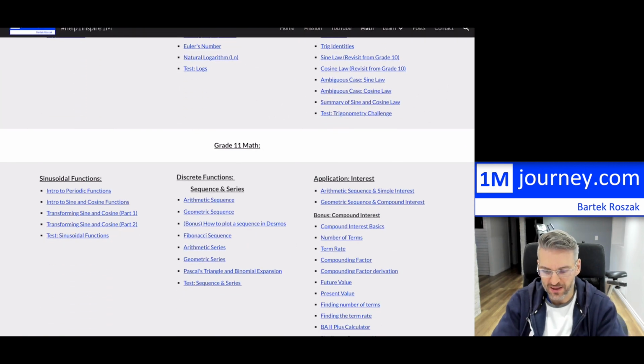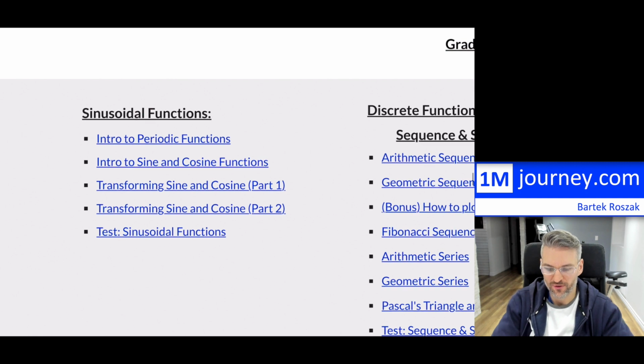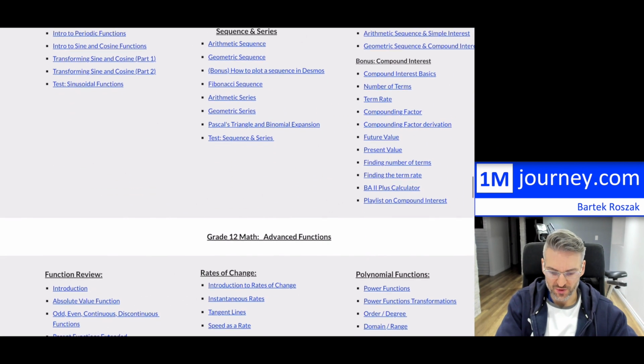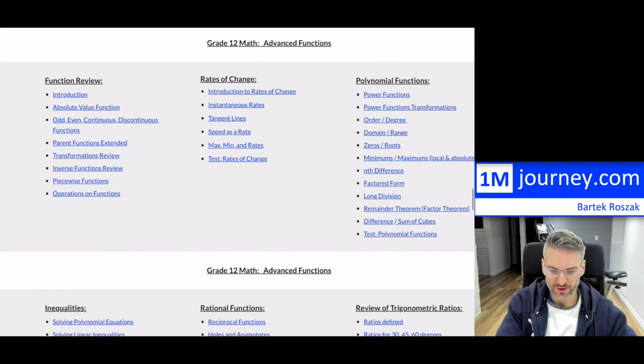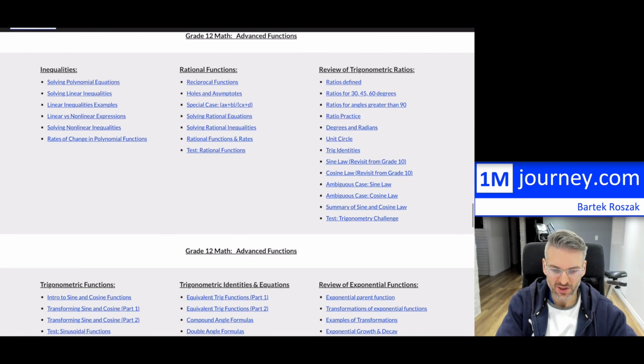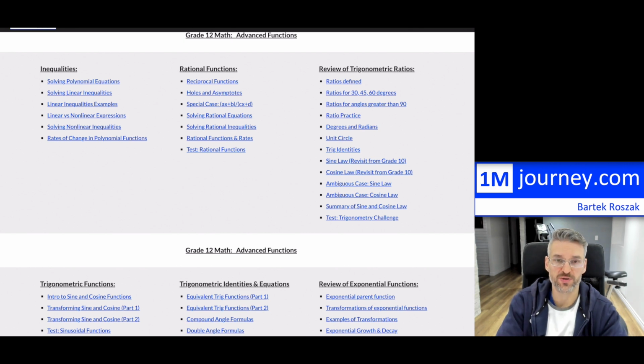And then it begins on the side of functions, and you'll see there transforming sines and cosines. There's a couple of parts there, and I even provide a test. I think these are worth your time to get into, right? So this is in grade 11. And then as you carry on into grade 12 functions, there's also more trig. So I've summarized these in terms of a review. So you can look at that.